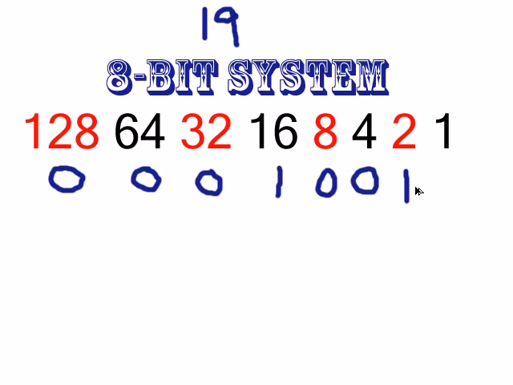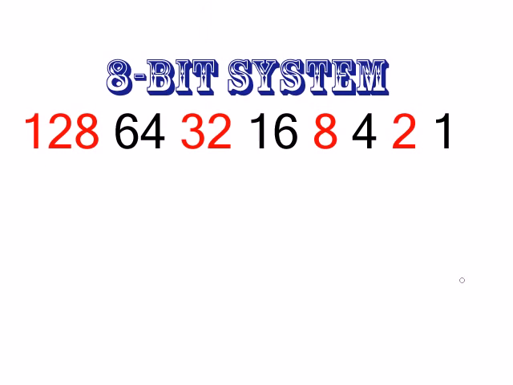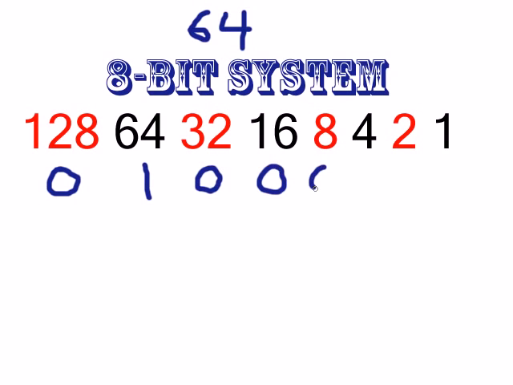So let's do another one. Say you want the number 64. Can 128 go into 64? Nope. Can 64 go into 64? Yup. And there is no need, since we already have it, we just fill in all the rest with zeros right here. So the binary code in an 8-bit system, and remember 8-bit system means there are 8 numbers, is 0, 1, 0, 0, 0, 0, 0, 0, and that means 64.